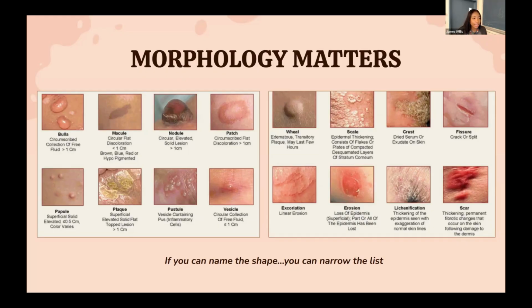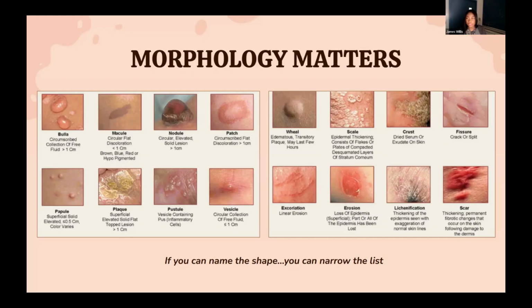Scale is anything that is just flaky, desquamated looking, and then crust would be very dried exudates on the skin. Fissure, more of a break going into the epidermis. Here you have your papule, we've talked about, plaque, elevated and larger than 1 centimeter. Pustule has that pus underneath, vesicle clear filled.